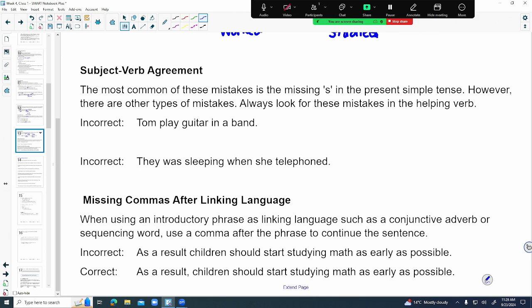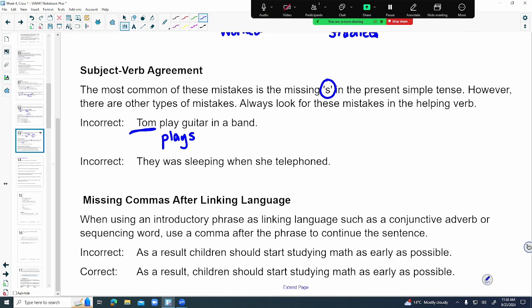Okay, subject-verb agreement. The most common of these mistakes is the missing S in the present simple tense. So present is now. However, there are other types of mistakes. Always look for these mistakes in the helping verb. So incorrect: Tom played guitar in a band. Okay, that's incorrect. It needs to be: Tom plays guitar in a band. Remember, the singular form of the verb usually has an S on it. And because Tom is one person, we need the singular form of the verb play.